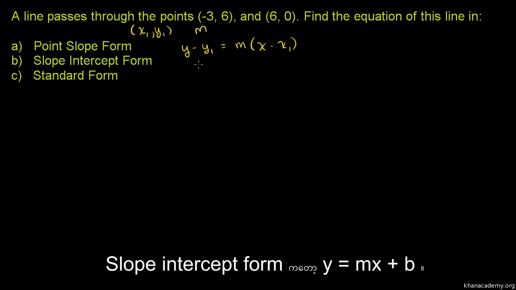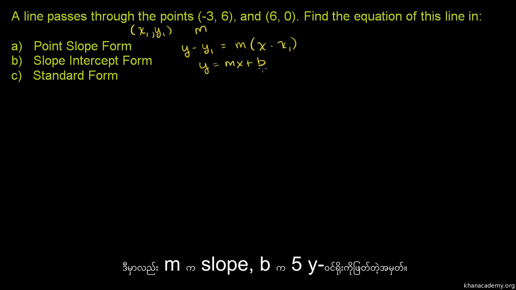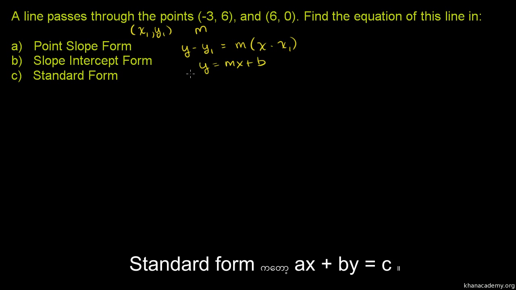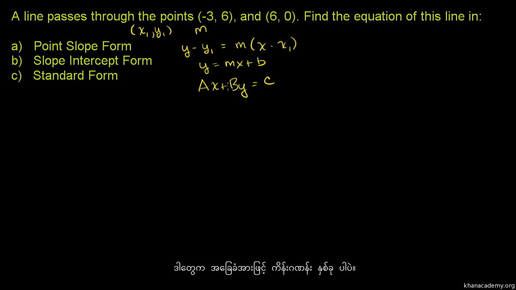Slope intercept form is y is equal to mx plus b, where once again m is the slope, and b is the y-intercept. Where does the line intersect the y-axis? What value does y take on when x is 0? And then standard form is the form ax plus by is equal to c, where these are just numbers that don't have any interpretation directly on the graph. So let's figure out all of these forms.